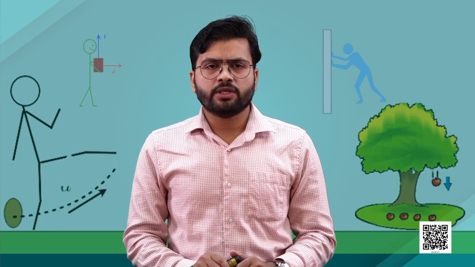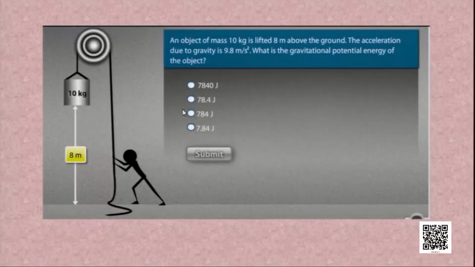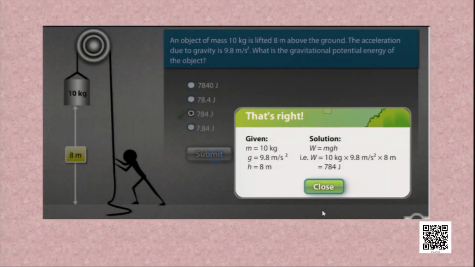So here is the answer in front of you. Now if you substitute all these values, you will get the option as 784 joule. Mass is given as 10 kg. Acceleration due to gravity is 9.8 meter per second square. Height is 8 meter. So if you substitute all these values, the answer you will get is 784 joule.